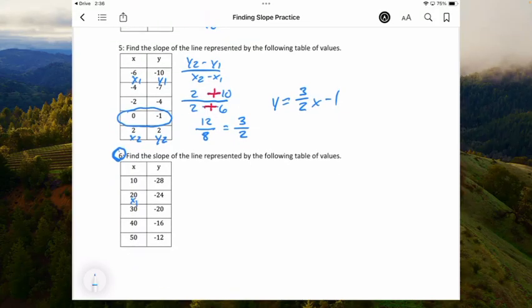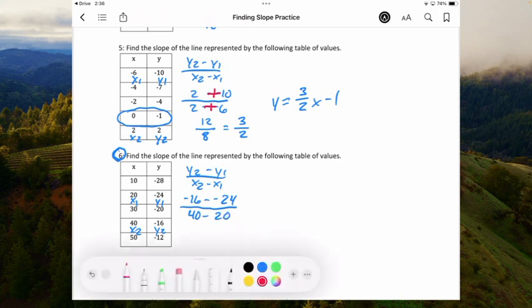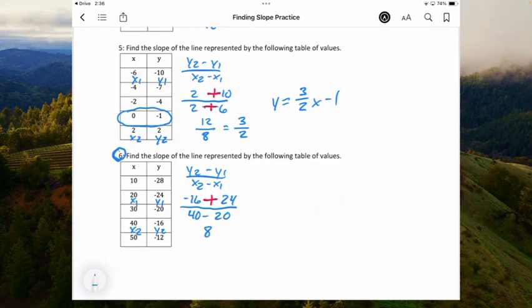Let's go x1, y1, x2, y2, y2 minus y1 over x2 minus x1. Let's throw down our template. y2 is -16, y1 is -24, x2 is 40, x1 is 20. We're going to make those two negatives into a plus. -16 plus 24 is 8. 40 minus 20 is 20. Those are both divisible by 4, leaving 2/5 as the simplified form.